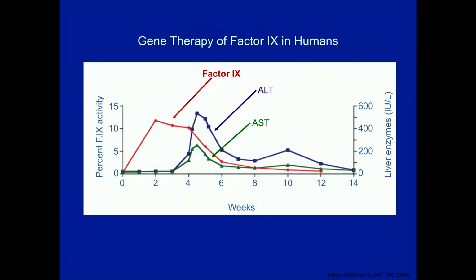Now, we don't work in a hospital. We don't have patients. But other people, of course, are much more interested. And one of the groups of people was Kathy High and Mark Kay. They made these vectors and introduced them into a human for the first time who was factor 9 deficient. And unfortunately, this is what happened. Factor 9 was made in some amounts, but then it went down. And in fact, there was a lot of liver toxicity, as you can see, by the high expression of these enzymes. So suddenly, it became an issue.